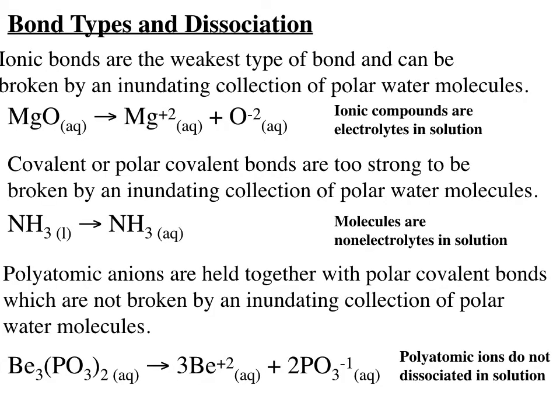Recap what we've been discussing, comparing the bond types to their behavior when placed in aqueous medium. If you have ionic bonds, they're the weakest type of bonds, and they're so weak that the polarity of an inundating sample of water can just shred them apart and form hydration spheres, encaging the individual cations and anions. So ionic compounds, or any compounds that are formed from metals and nonmetals, we're going to assume, are going to be able to be dissociative or fall apart into charged species when placed in aqueous medium.